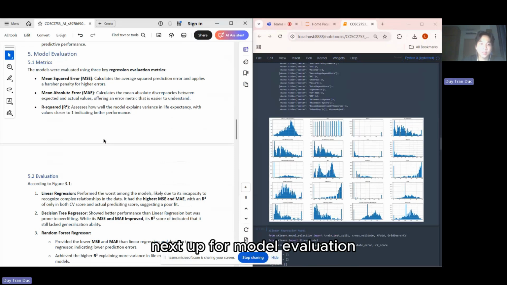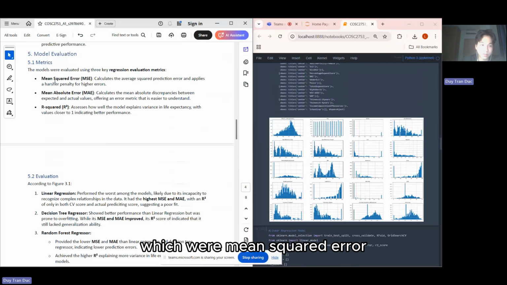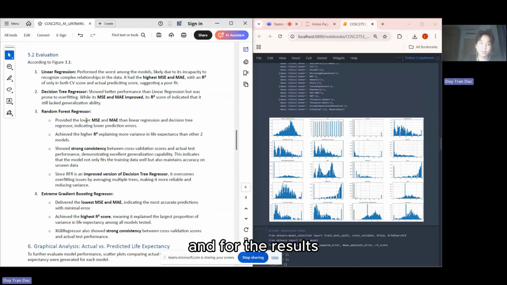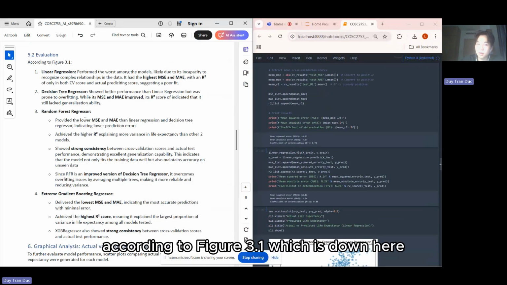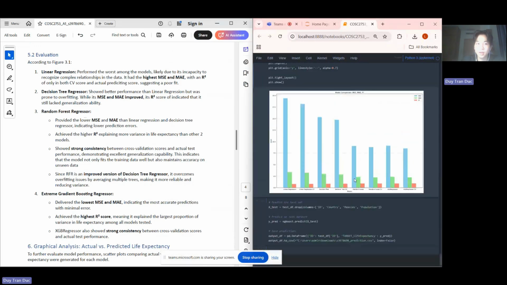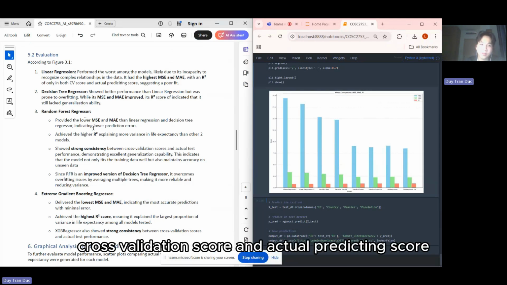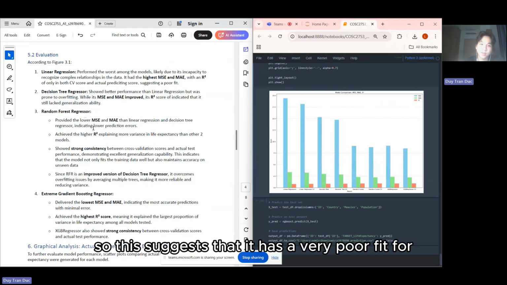Next up for model evaluation. So I used 3 evaluation metrics for regression, which were mean square error, mean absolute error, and R-squared score. And for the result, according to figure 3.1, which is down here, the linear regression performed the worst among the models. It had the highest MSE and MAE score with the lowest R-squared of both cross-validation score and actual predicting score. So this suggests that it has a very poor fit.